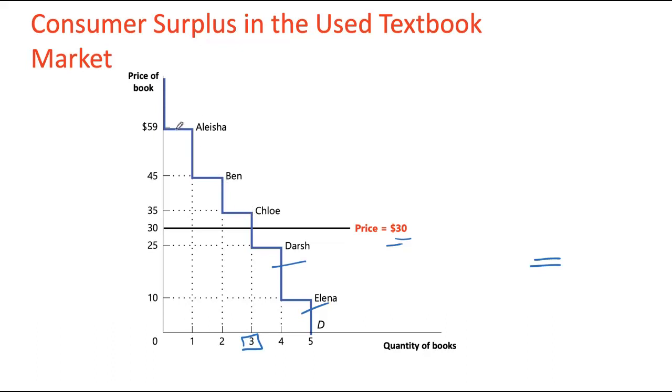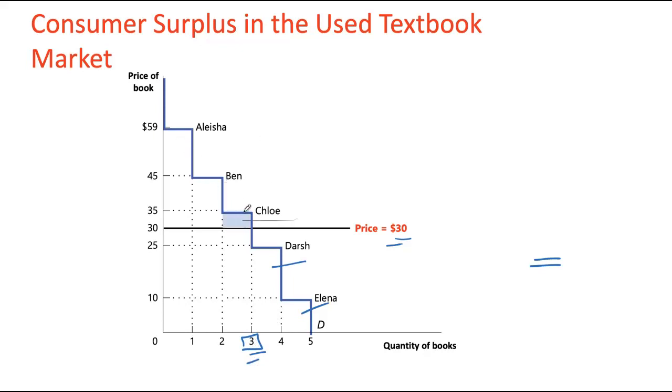Alicia wants to pay $59 at the maximum, Ben $45, and Chloe $35. So all three have a willingness to pay, in this case, above $30. So they are the ones who are willing to purchase the textbook. So total quantity demanded at a price of 30 would be 3 units. And now we can calculate the consumer surplus of each individual who purchases the textbook.